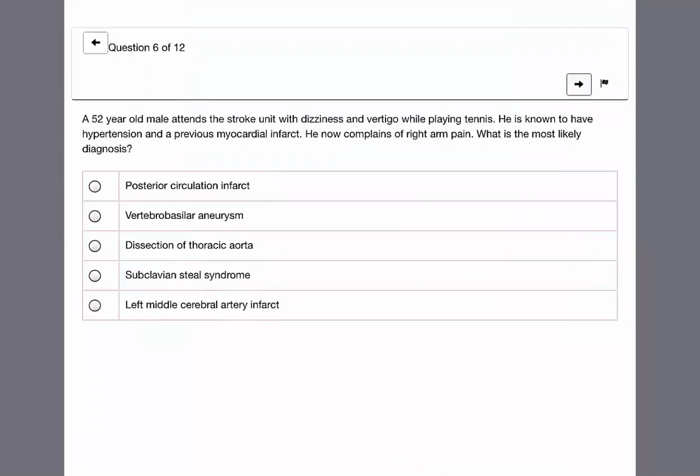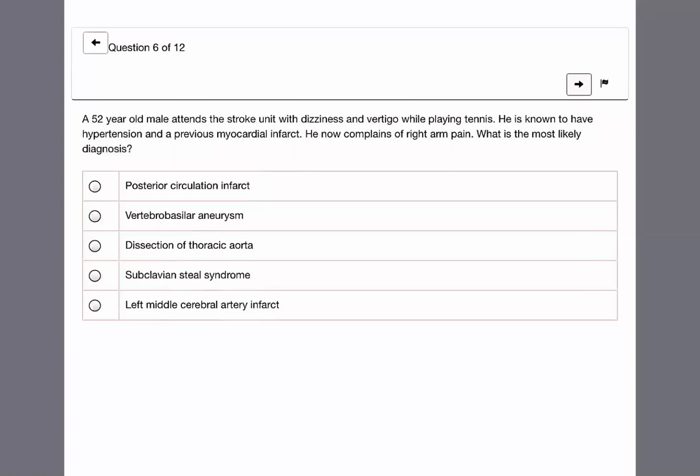Yes. So next question, Dr. Basharat. A 52-year-old male attends the stroke unit with dizziness and vertigo while playing tennis. He is known to have hypertension and previous myocardial infarction. He now complains of right arm pain. What is the most likely diagnosis?